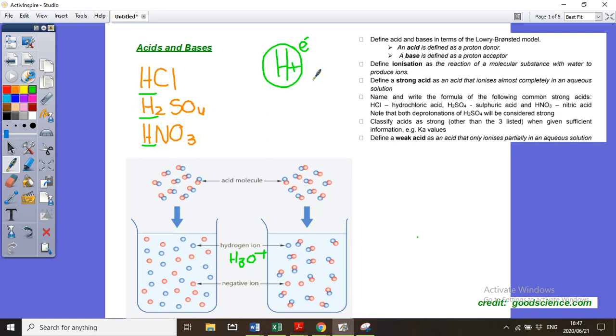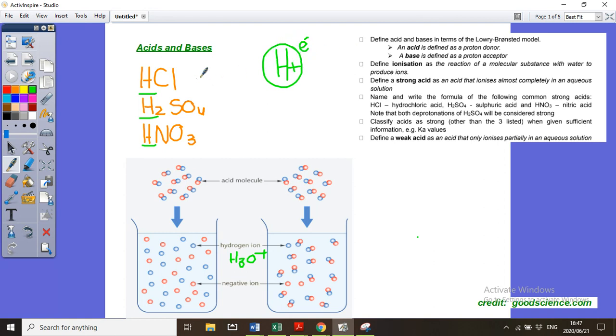For acids and bases, we're going to look at the basics first before we look at any reactions. And to start, we need to define an acid and a base. You have your definitions in the SAGs. That is, an acid is defined as a proton donor. Now, please remember, it's actually a hydrogen.